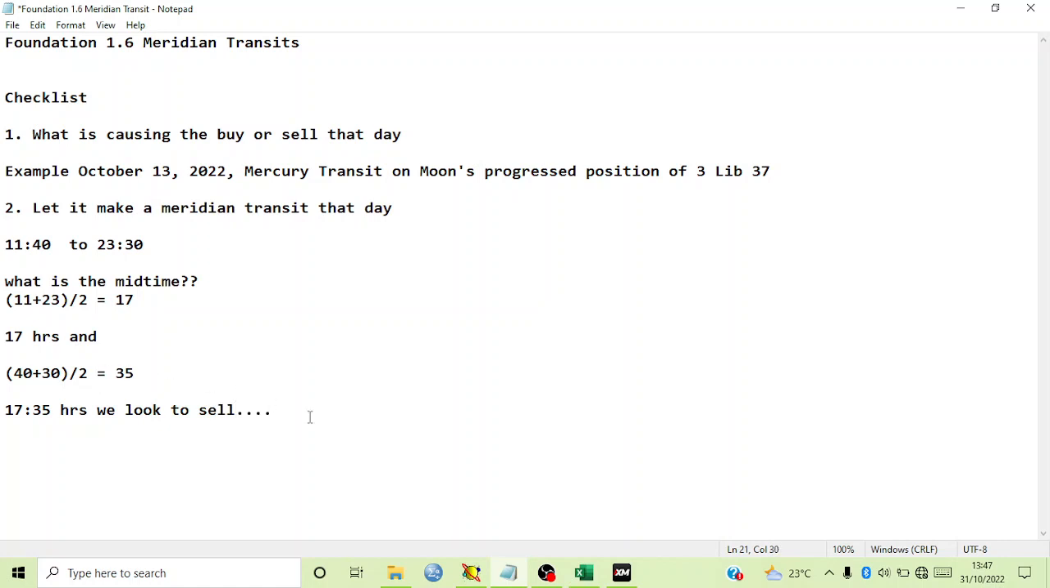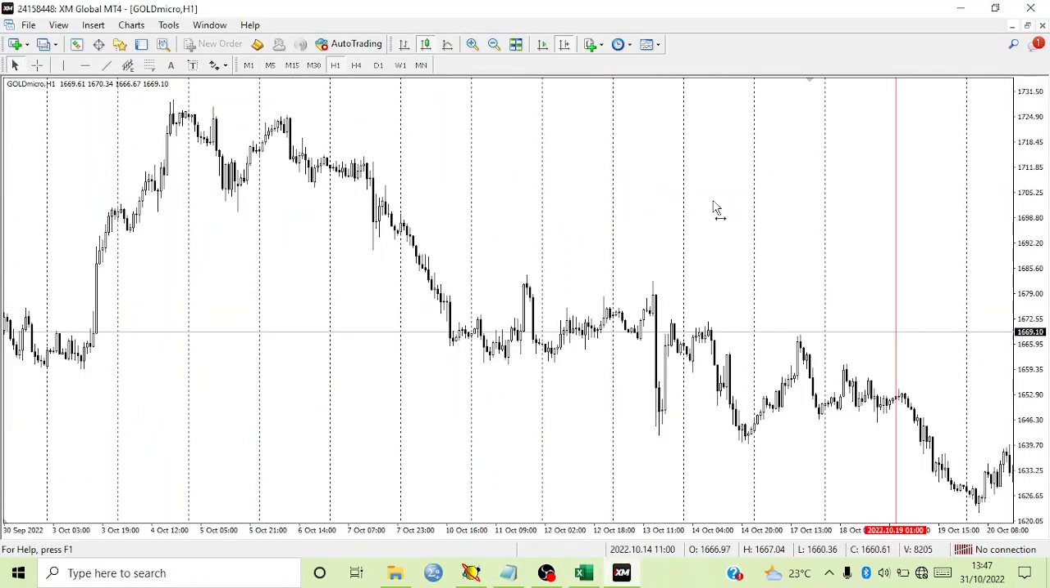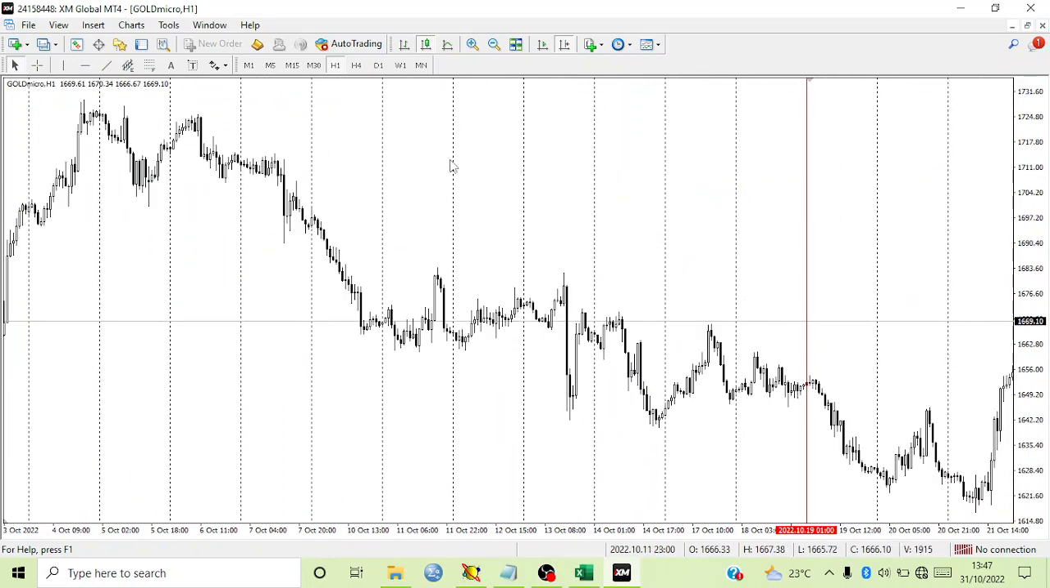right? So remember, what I'm looking for is not really the conversion of time. What I'm simply saying is that the 17th candlestick from market open is when we sell. So what I'm going to do is go to an hourly chart and move into that particular day, right?